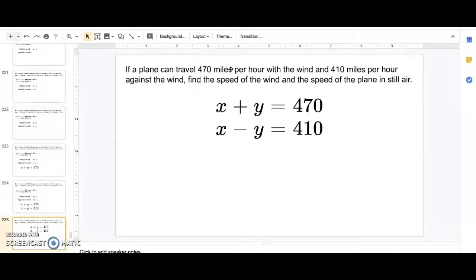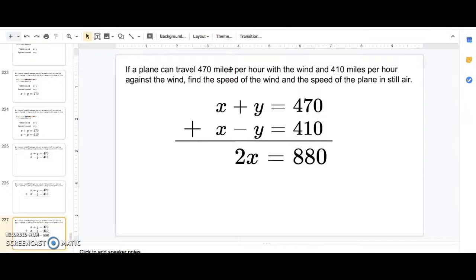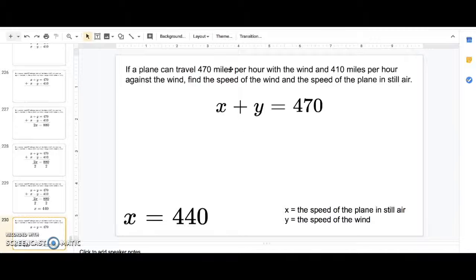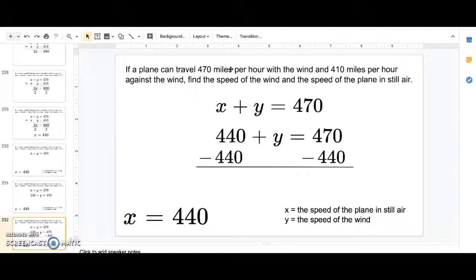So now we can solve that system. We can use elimination because our y's are the same number, just opposite signs. So we add that up. We'll get x plus x is 2x, and 470 plus 410 is 880. Divide both sides by 2, x would equal 440. Now to find y, substitute 440 in for x, subtract it from both sides, you'll get y equaling 30.